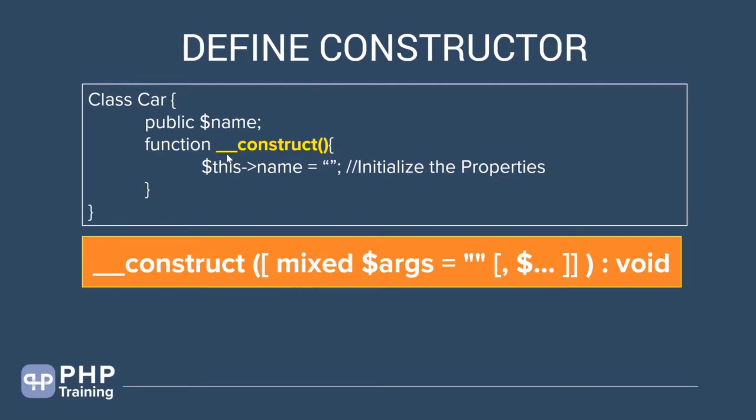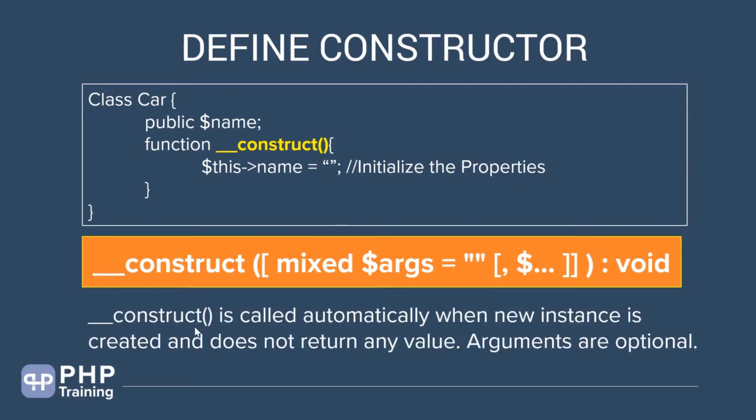Whenever you write it with the double underscore and construct, this method will automatically be executed when the instance of a class is created. And this is the prototype of that function. The arguments are optional and it doesn't return any value. Remember that it always starts with a double underscore and the word is construct. And whatever you write inside it, mostly you will write code to initialize the properties to a default value.